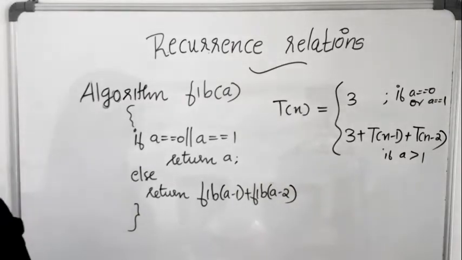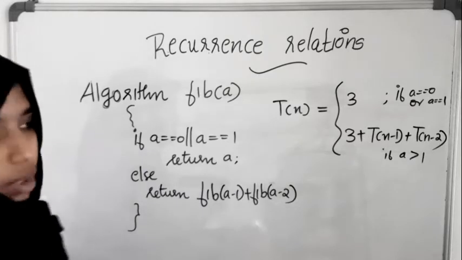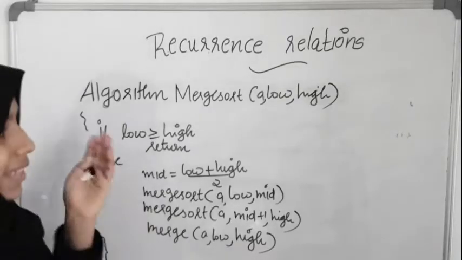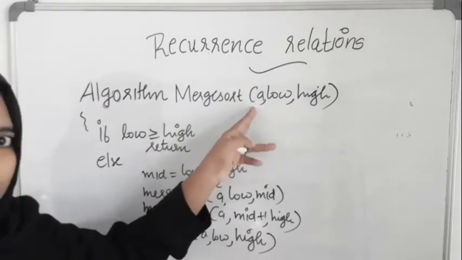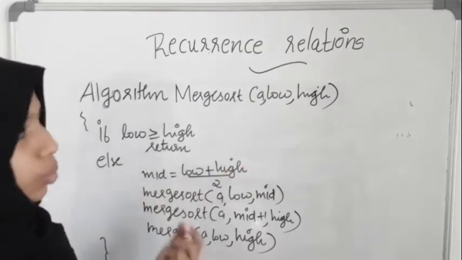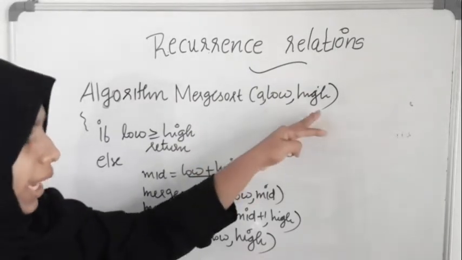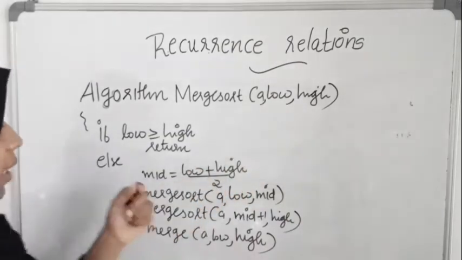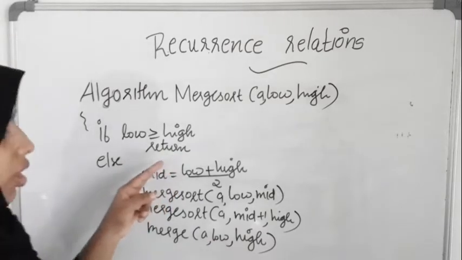Okay. Now we will see one more example, the very typical example for recursion, the merge sort. So here is the algorithm for merge sort. If you don't know, I will give you a brief idea of this. So algorithm merge sort A, here A is the array that we want to sort. Low is the lowest index of the array, usually 0. High is the highest index of the array, meaning the total number of elements present in the array. So if low greater than high, return. This is the stopping condition for recursion.